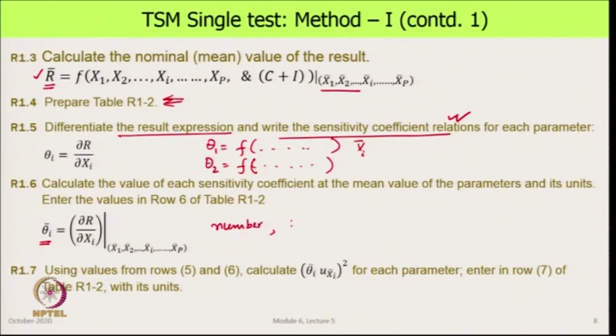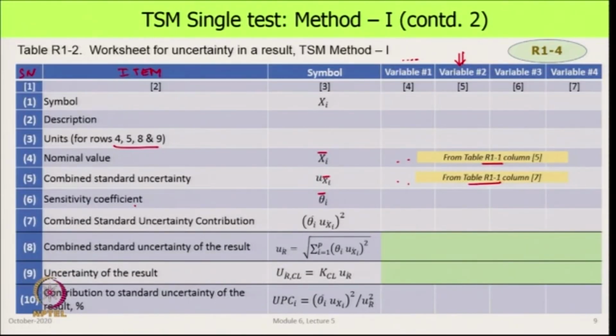and remember this generally has units, sometimes it may not have units. And this we write in row 6 of that table. So, that is what we do here. This row 6 is sensitivity coefficient theta I bar. This is how we got these numbers there.